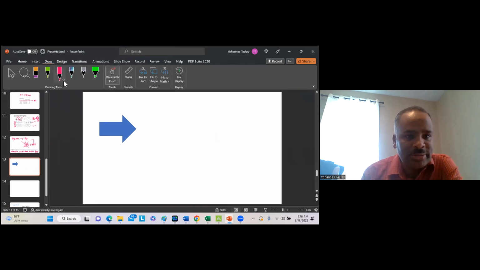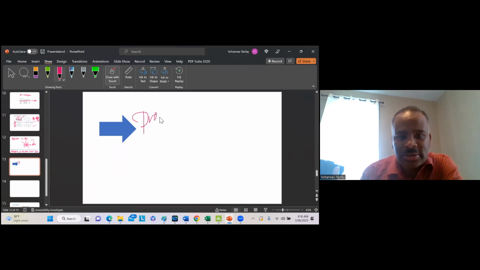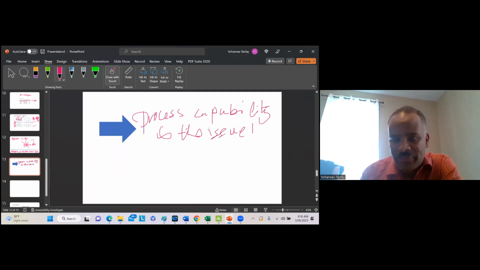Okay, process sheet. Draw. Okay, this one. This is good. Okay, process capability issue at the moment. Capability is the issue. That's a problem.